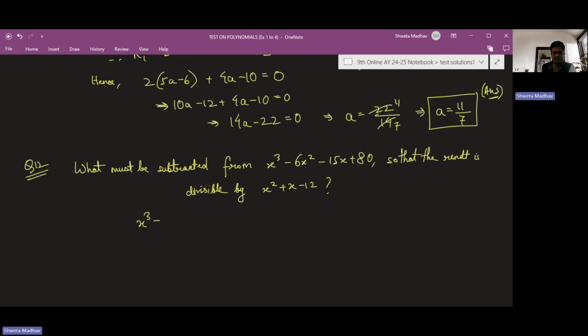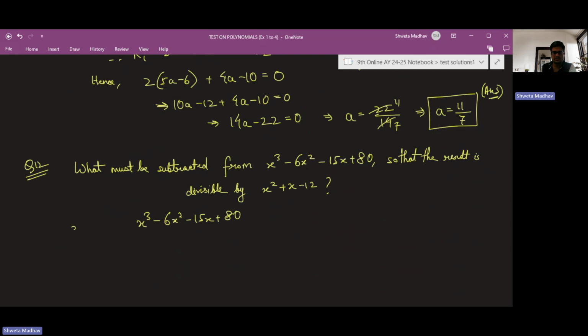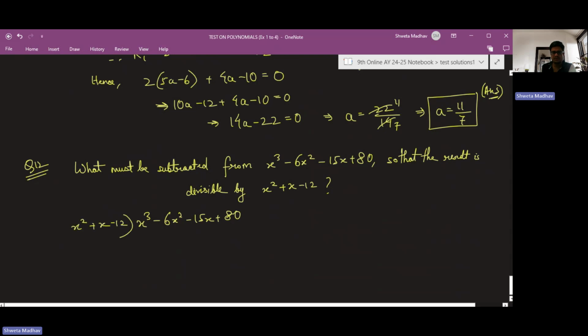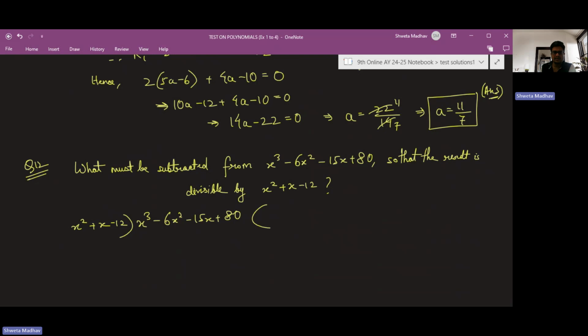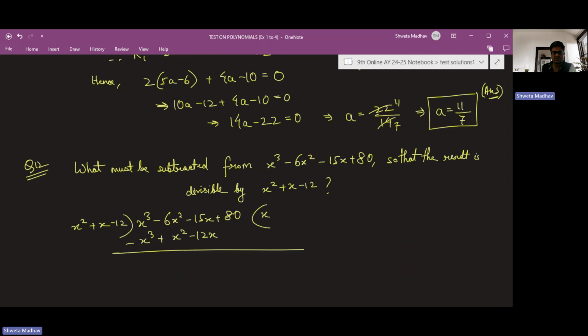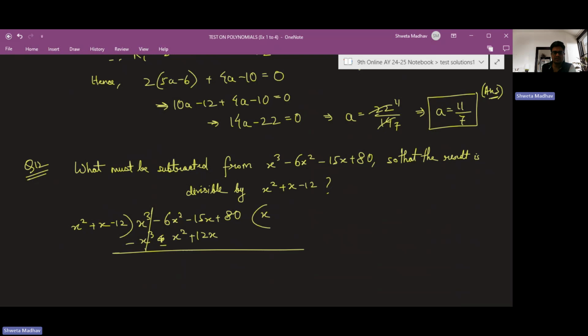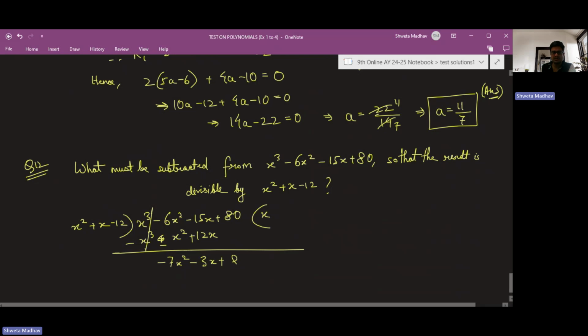So if we divide this x cube minus 6x square minus 15x plus 80 by x square plus x minus 12, then first I need here x power 3, so I have to multiply this with x, so I will take x here. Then I will get x cube plus x square minus 12x. Then we will subtract it, so then the sign will change. This will become plus. So x cube minus x cube will get cancelled, and minus 6x square minus x square, so minus 7x square. Then minus 15x plus 12x, that is minus 3x plus 80.